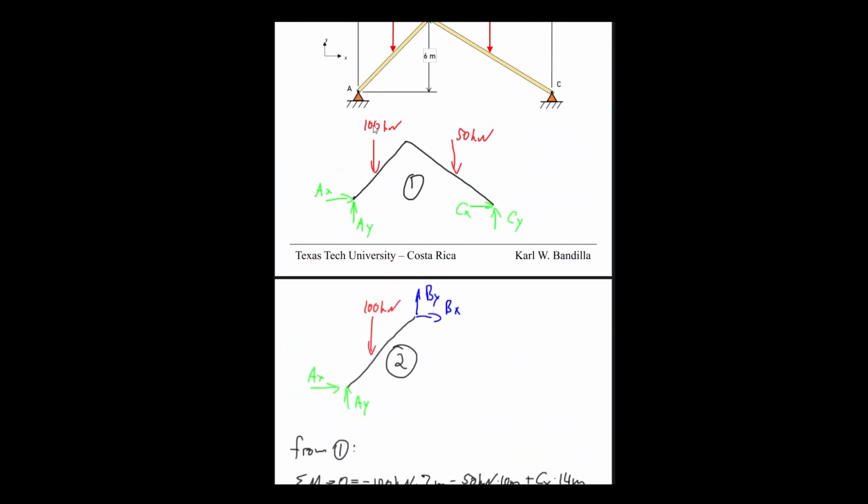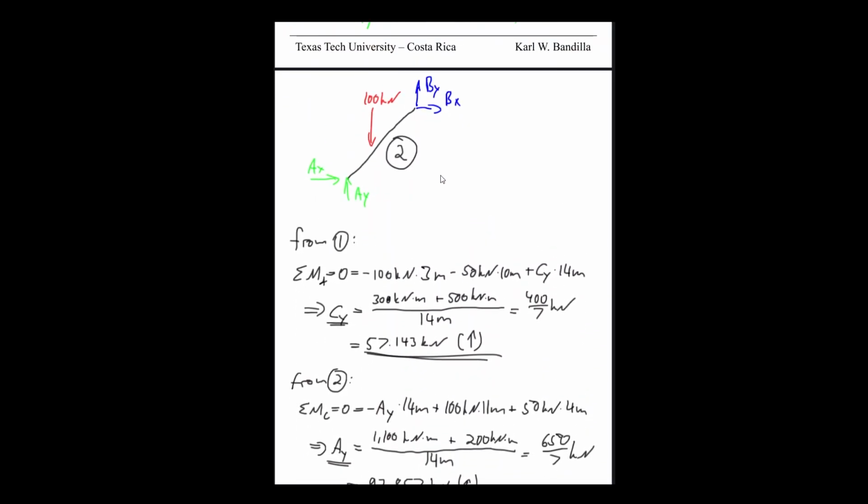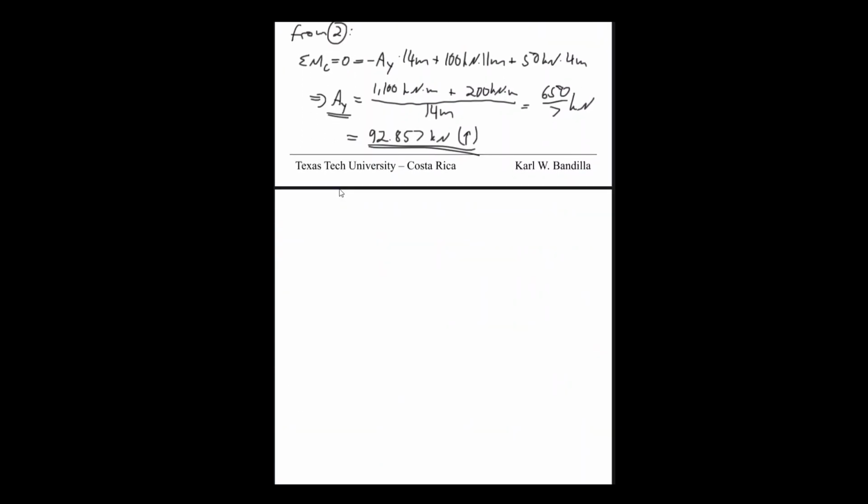Alright, so we have Ay and Cy. Now we can't get Cx and Ax. We can only get a combination of the two. But let's see what we can get from number 2 then. If we do a sum of moments around B, then we could get Ax because we already know Ay. Excellent, so let's do that.